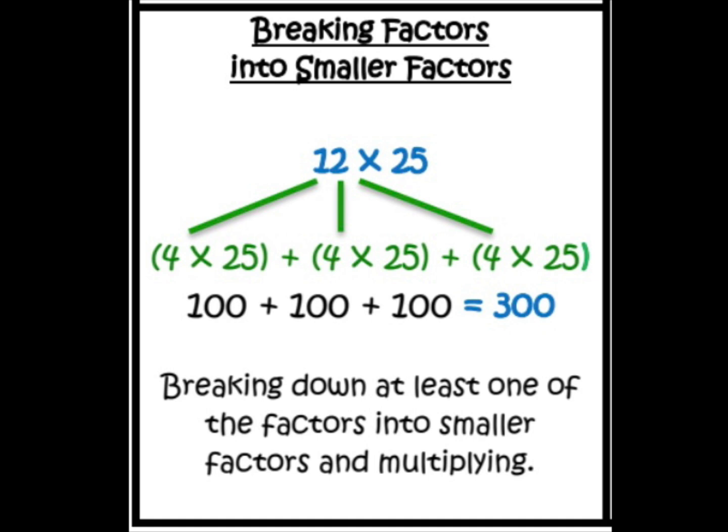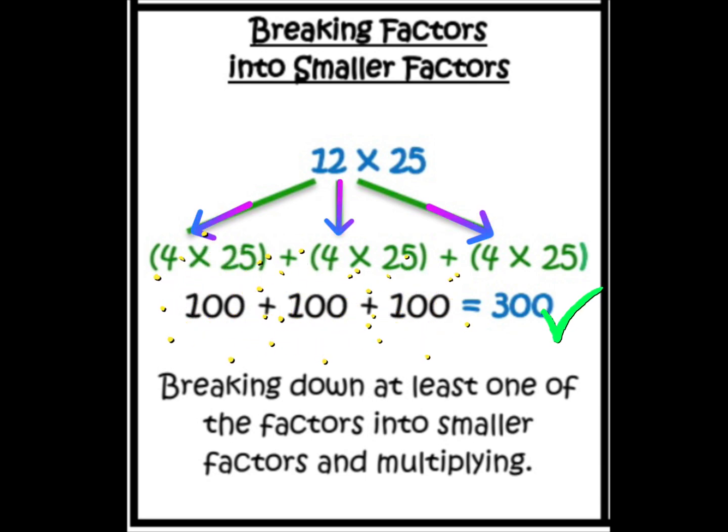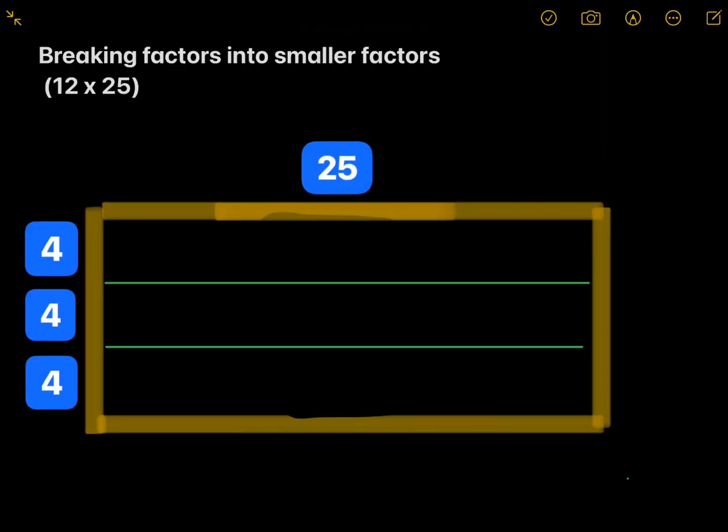Breaking factors into smaller factors. Break down at least one of the factors into smaller factors and then multiply using that. A factor is just a number that multiplies into a bigger number. So factors of 12 are 3 and 4 because 3 times 4 equals 12. This means I can do 4 times 25 3 times. And because 4 times 25 is easy to work out, then adding the total is easy too. And here it is again, using the rectangle array.